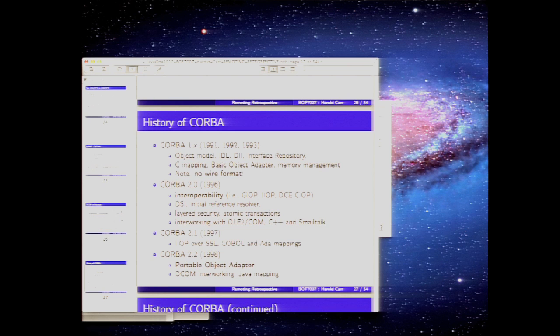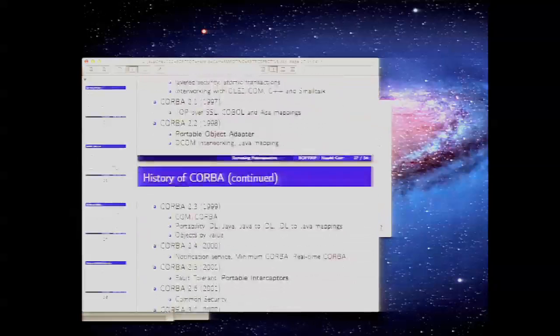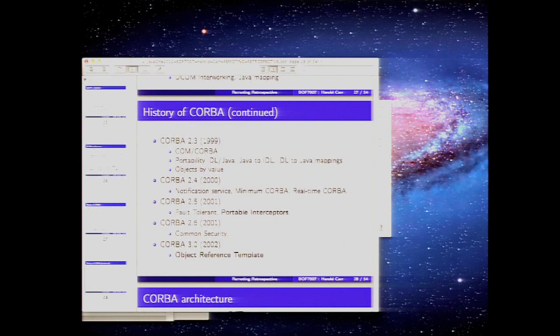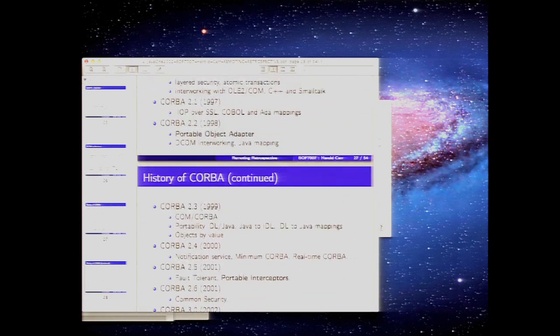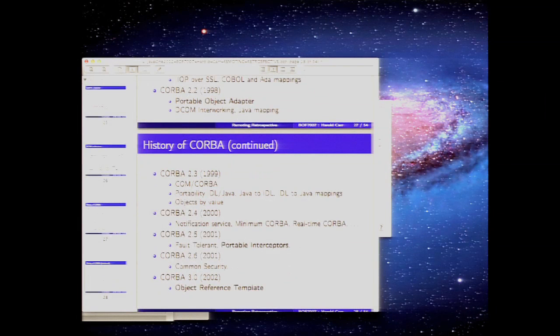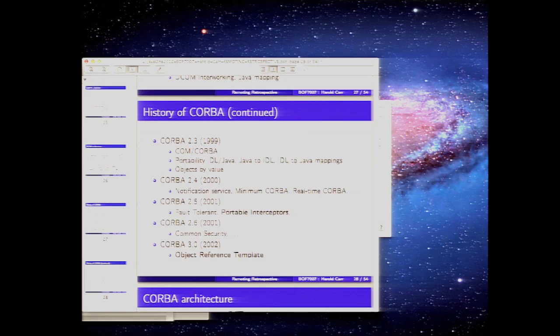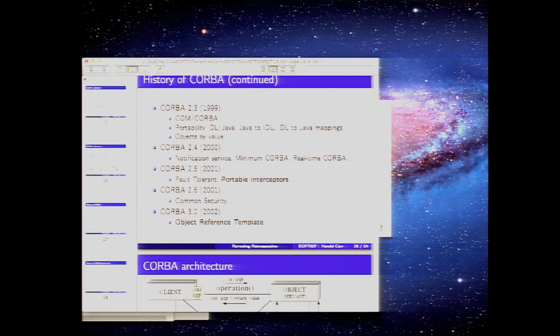And there's a lot of other things they defined, like particularly a lot of language mappings for Java, for Ada, for Smalltalk, for C, for a million languages. And that's both a good thing and a bad thing. Okay, so there's a lot more history here. And there's a couple of them in bold: portable object adapter, portable interceptors, and object reference template. I won't describe those, but I had the good fortune to be involved in those.